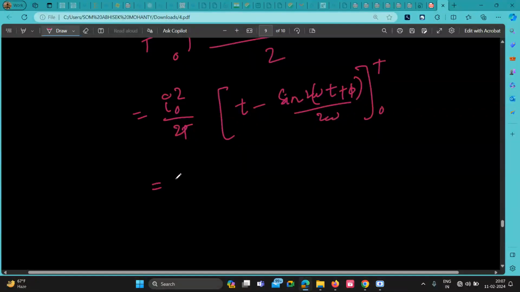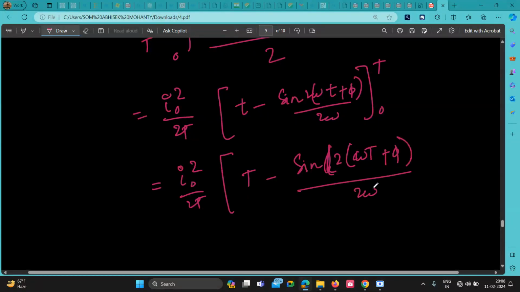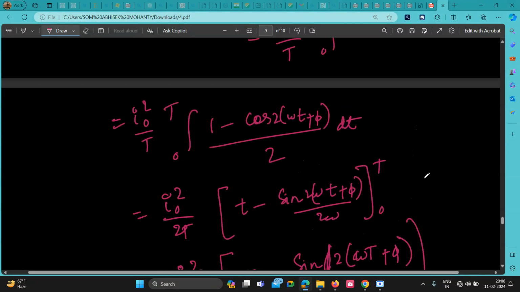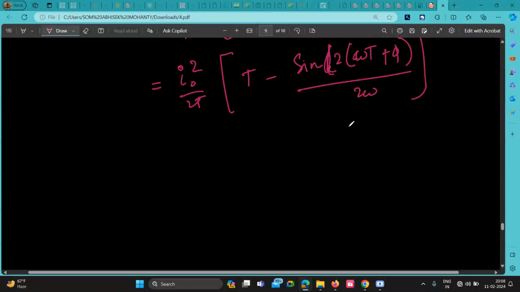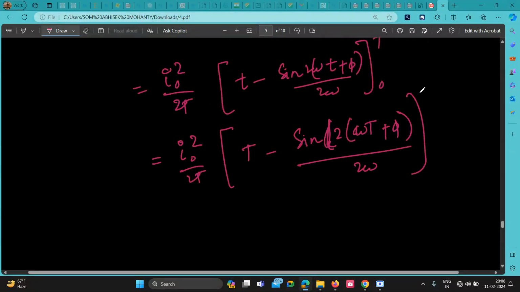Okay. So I naught square by 2T, T minus sine 2 omega t plus phi all divided by 2 omega, minus the value at 0. Here in place of t, if I put 0, I will get sine 2 phi, sine 2 phi by 2 omega. Right?